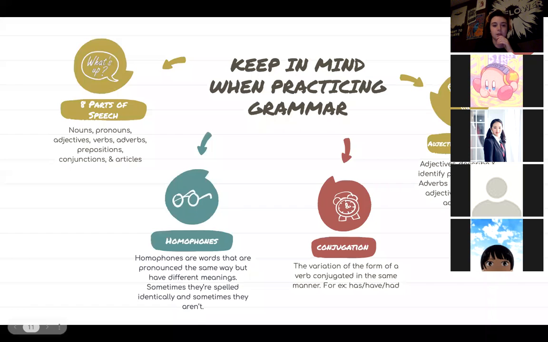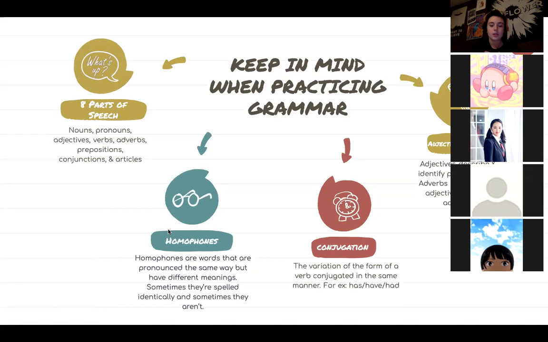There's the 8 parts of speech, which are nouns, pronouns, adjectives, verbs, adverbs, prepositions, conjunctions, and articles. Then homophones, which homophones is really an umbrella term. There's a lot of sub genres of homophones, really. So homophones as a definition are words that are pronounced the same way but have different meanings. Sometimes they're spelled identically and sometimes they aren't.